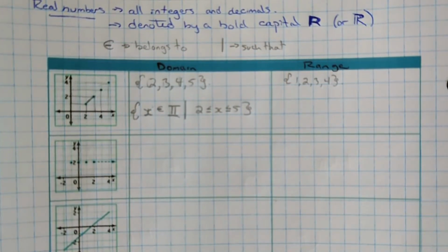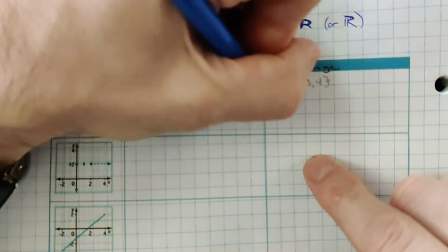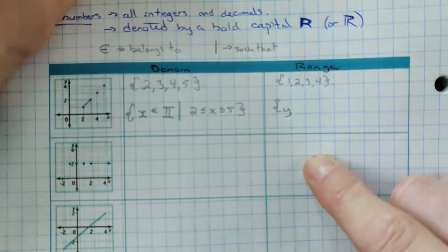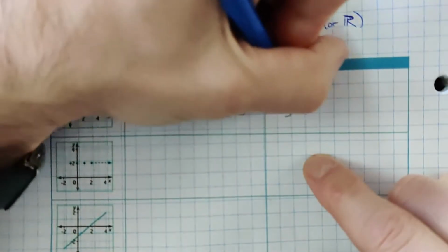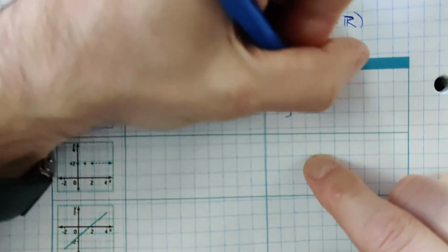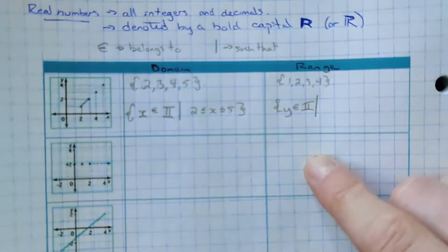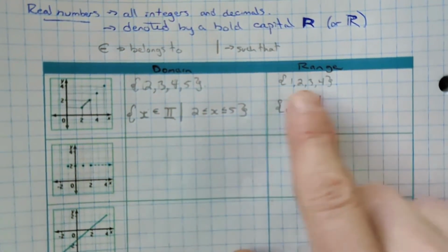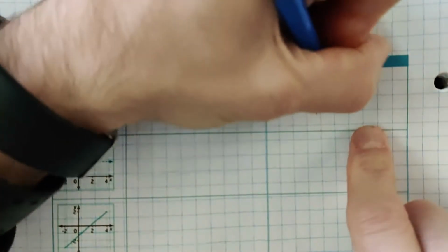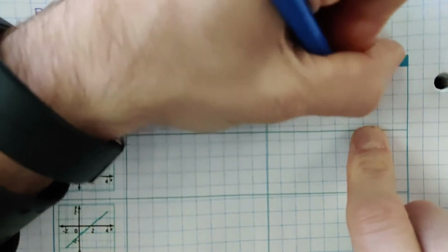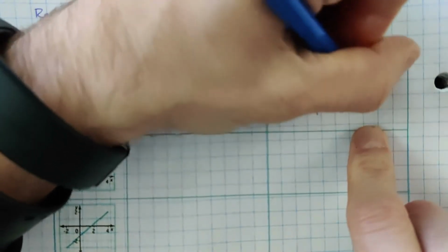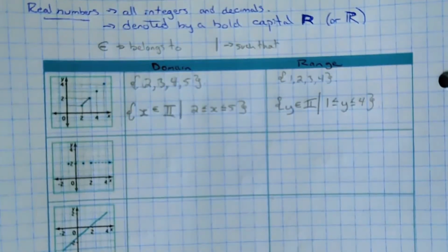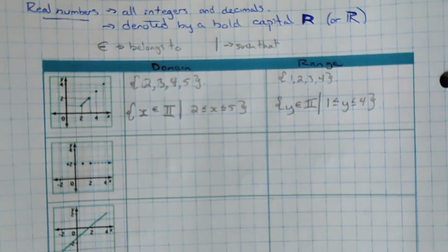Same thing with the range. The range is the set of y, and again, it's a set of integers, so belonging to the integers, such that, in this case, y is between 1 and 4. 1 is less than or equal to y is less than or equal to 4. So there's our integer set.